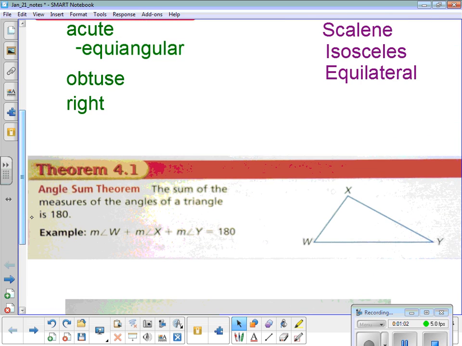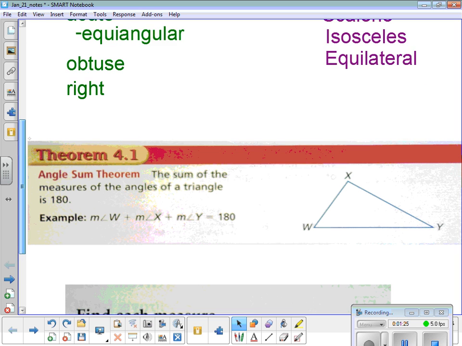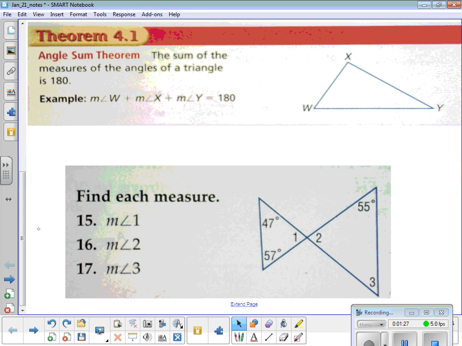And then you already know that the three angles of a triangle add up to 180. We actually have that as a theorem, the angle sum theorem. The sum of the measures of the angles of a triangle is 180 degrees. So if you add up the three angles in a triangle, you get 180 degrees. There is a proof of this theorem on page 185 in your textbooks. So what does that mean? That means we should be able to take a problem like this and figure out what the measure of angle 1, 2, and 3 is just using that triangle sum theorem.